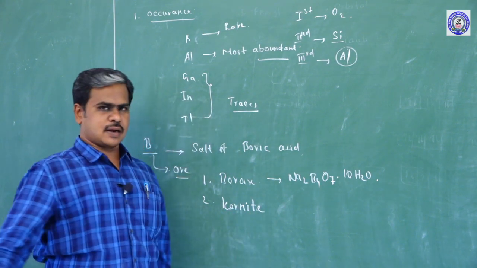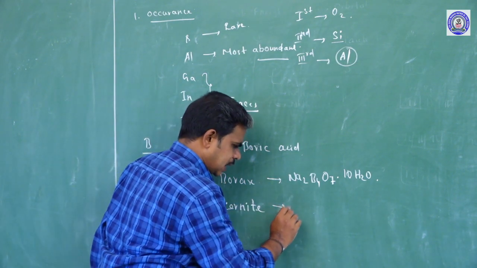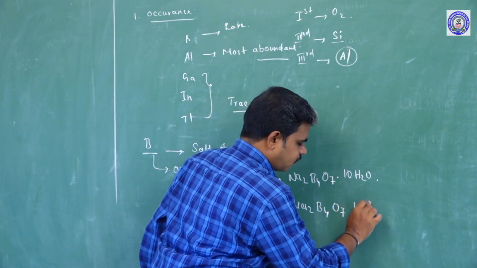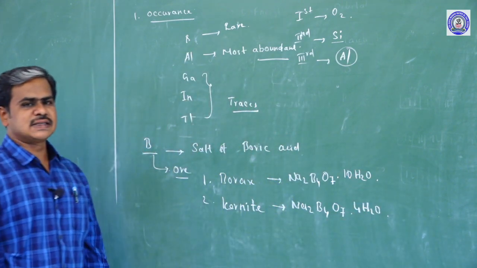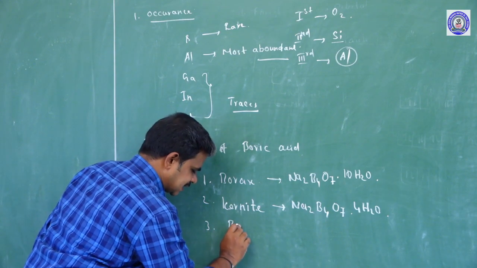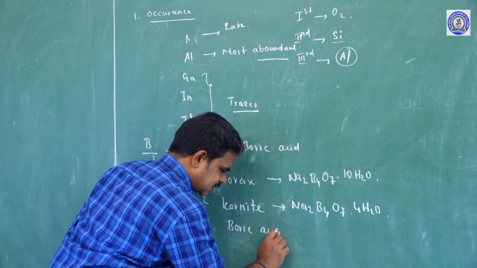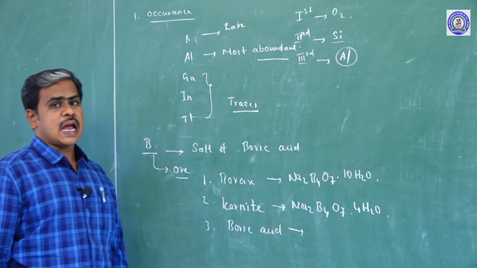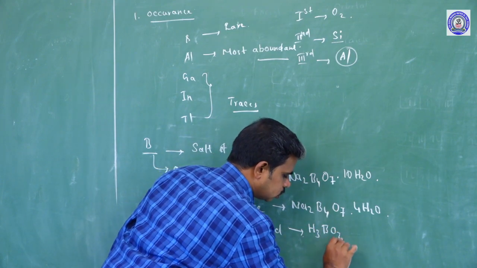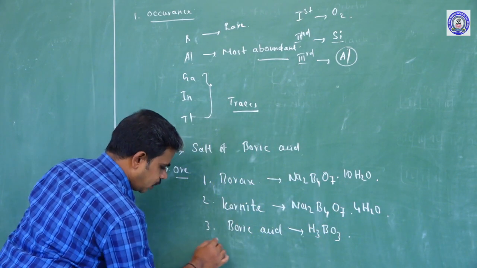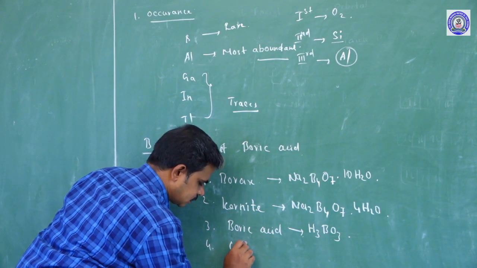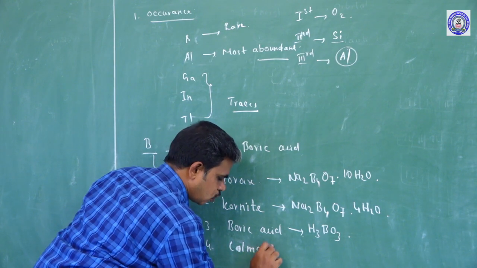What is that? Kernite. The same borax formula, Na2B4O7.4H2O. It is kernite. Then the third one is boric acid, which is used in eye drops and antiseptics, H3BO3. Then the fourth one is colemanite. What is that? Colemanite.